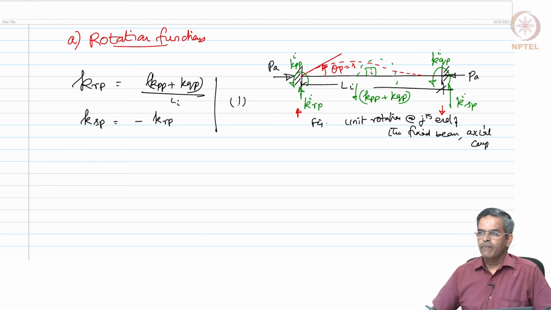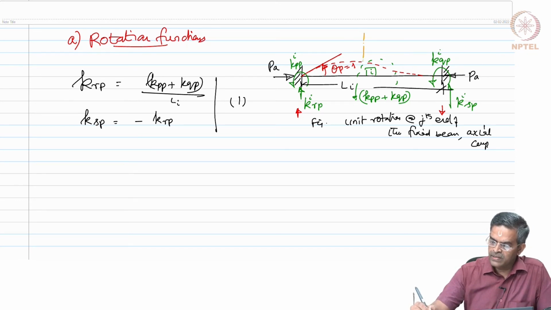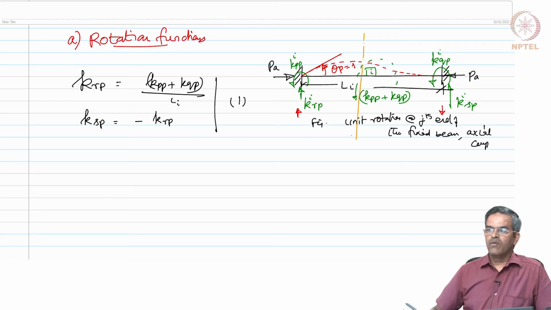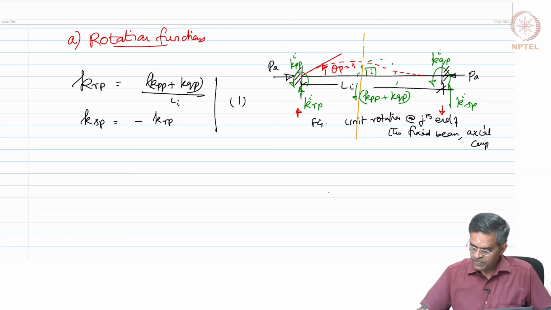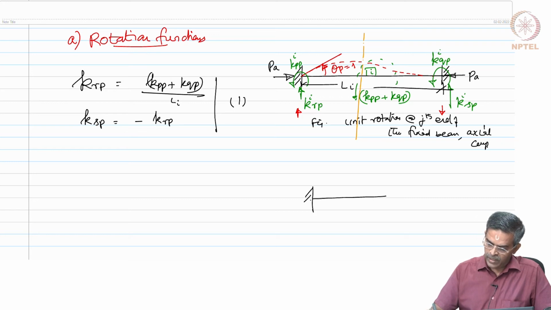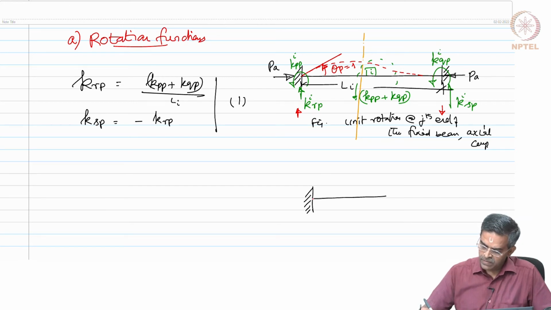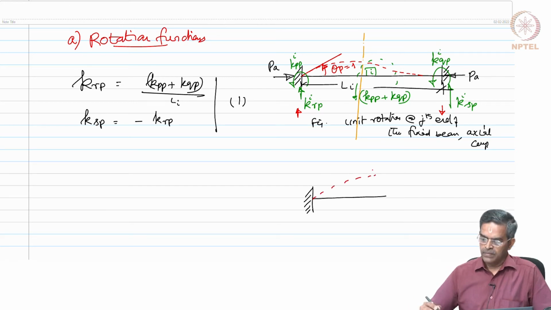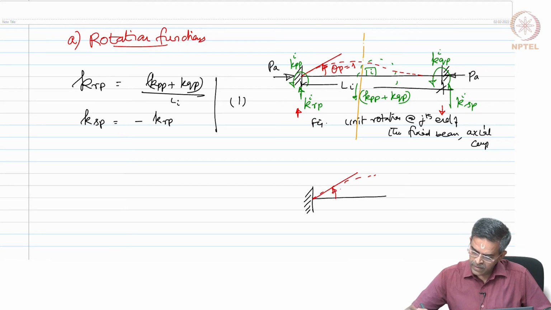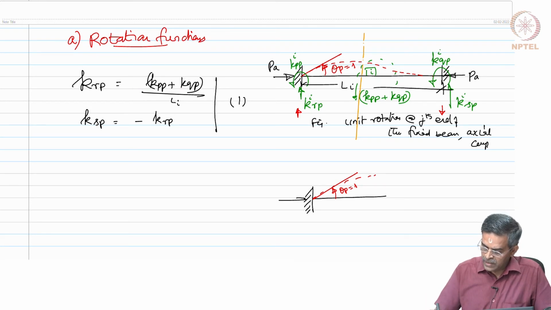Now, what I do, I draw a free body diagram under the influence of this by cutting a section somewhere here, let us see, and draw a free body diagram. Let me do that. I draw a free body diagram, a fixed beam, one end fixed. I have applied a rotation and I have drawn a tangent, and this is unity. It is subjected to an axial force Pa.